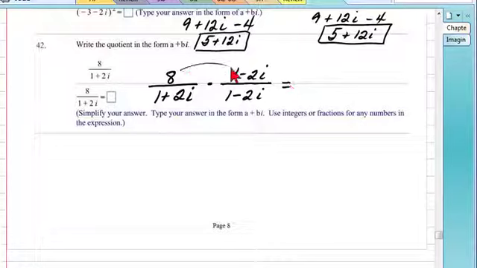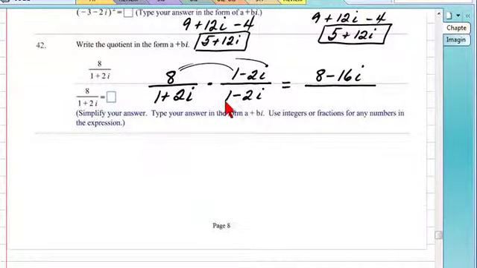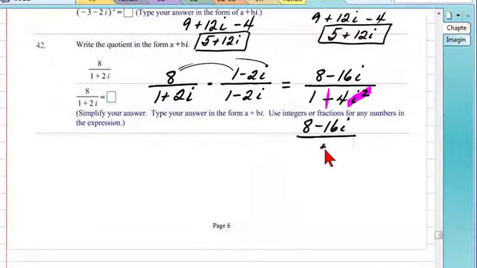In the numerator, I'll use the distributive property. That's going to give me 8 minus 16i. In the denominator, I have product of the first, which is 1. Then I have outers and inners, which don't count. Product of the last, minus 4i squared. But what do you do with the i squared? Gone. Change. It is 8 minus 16i over 5.